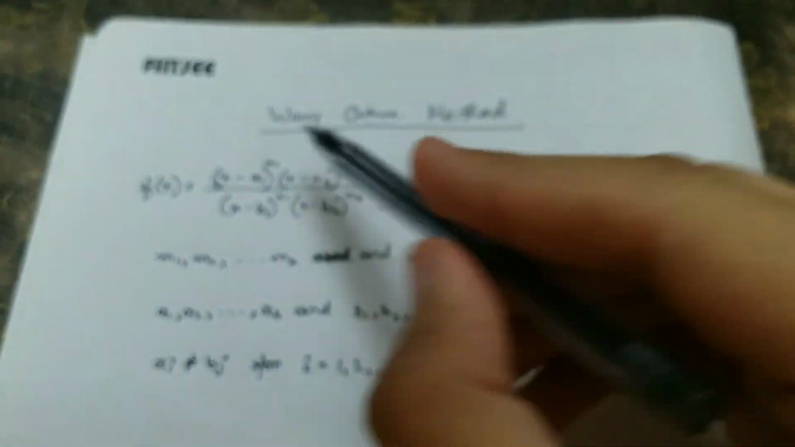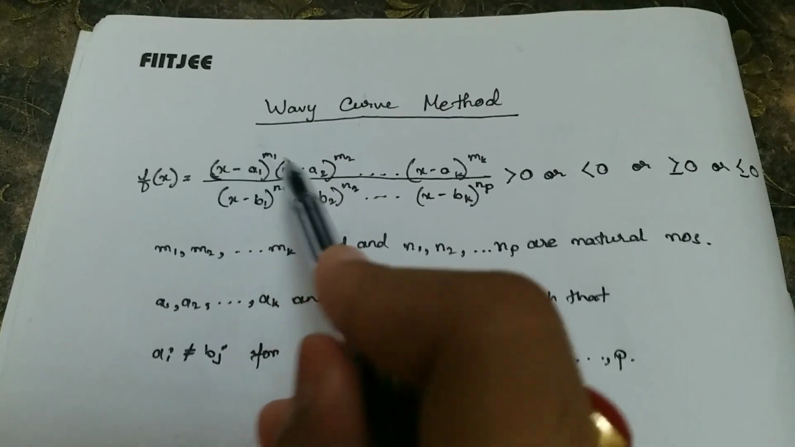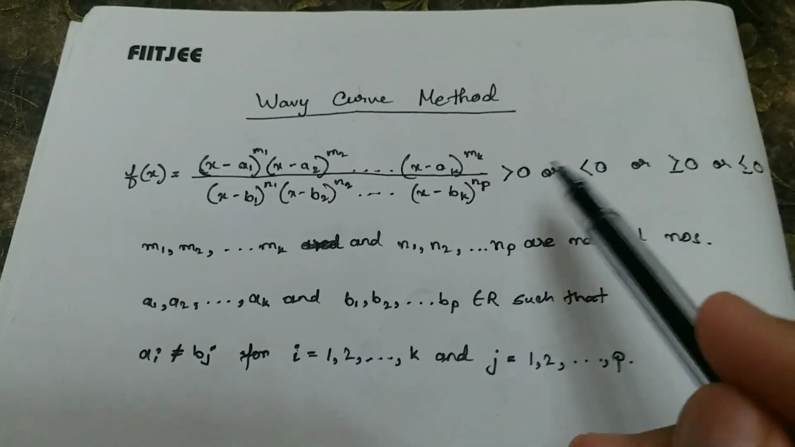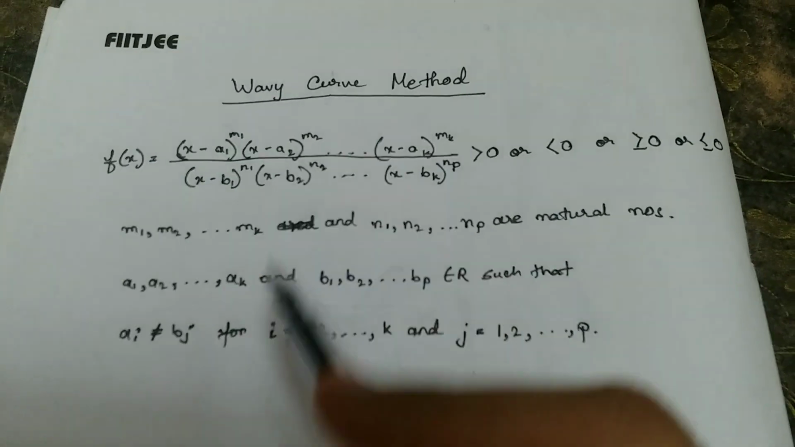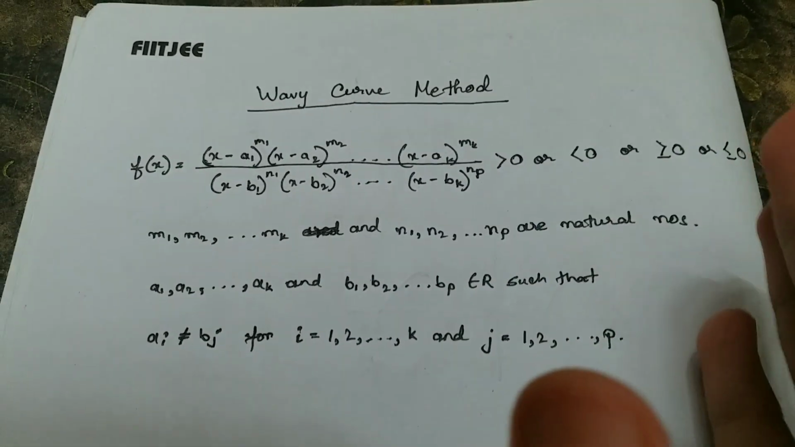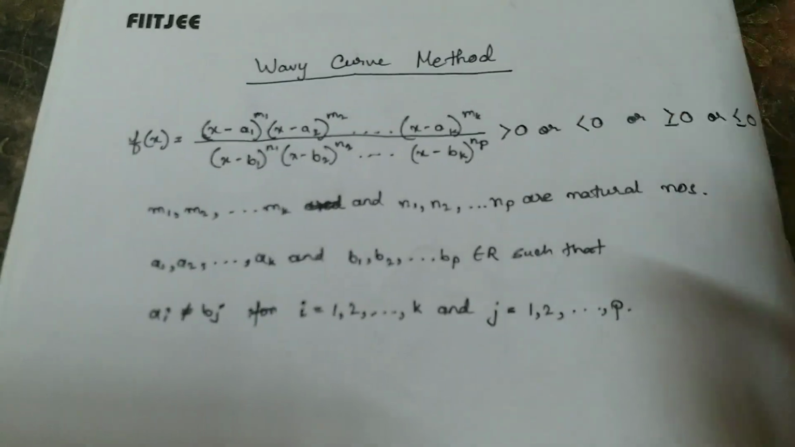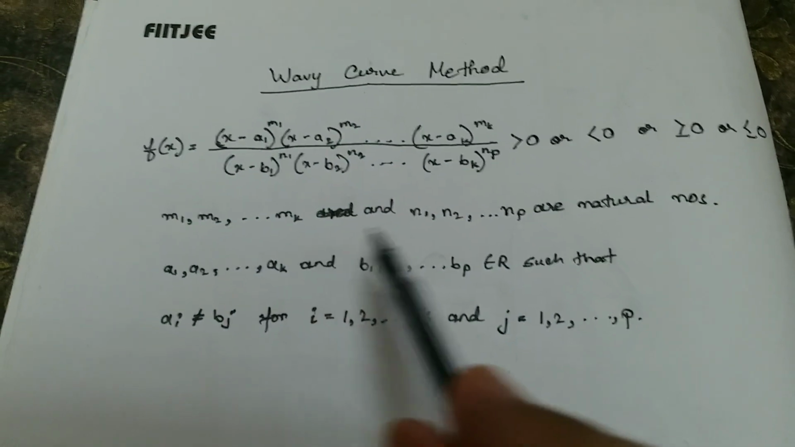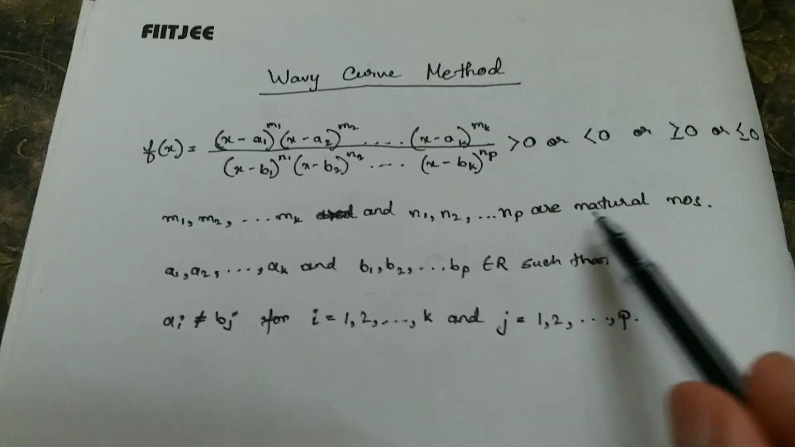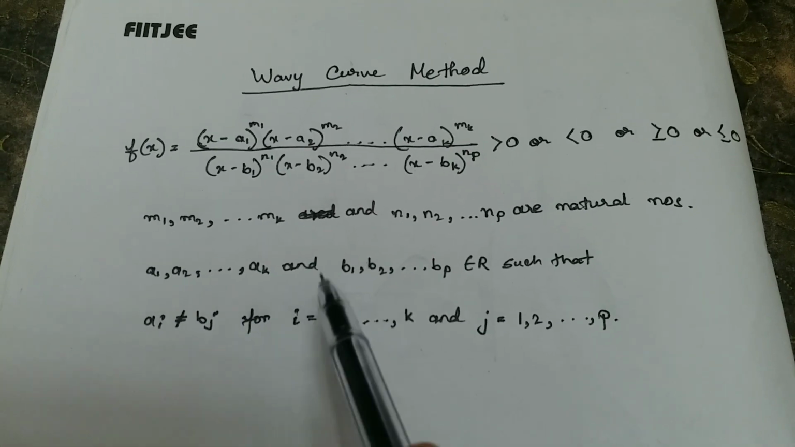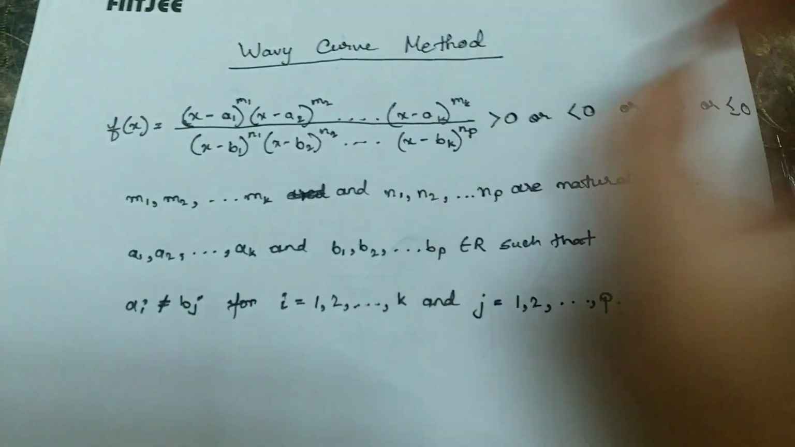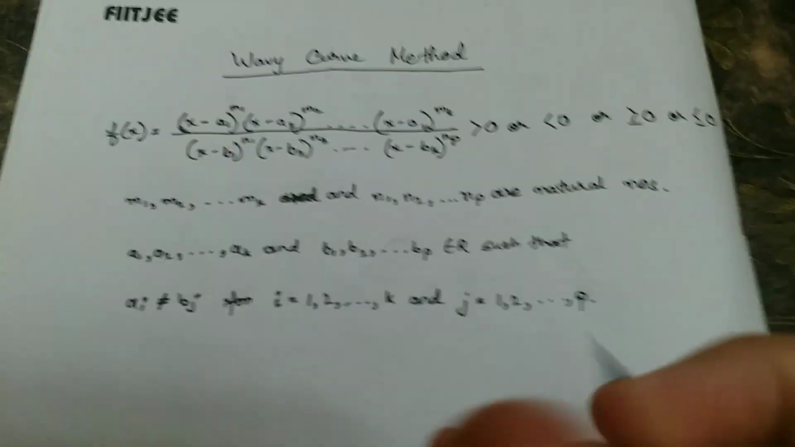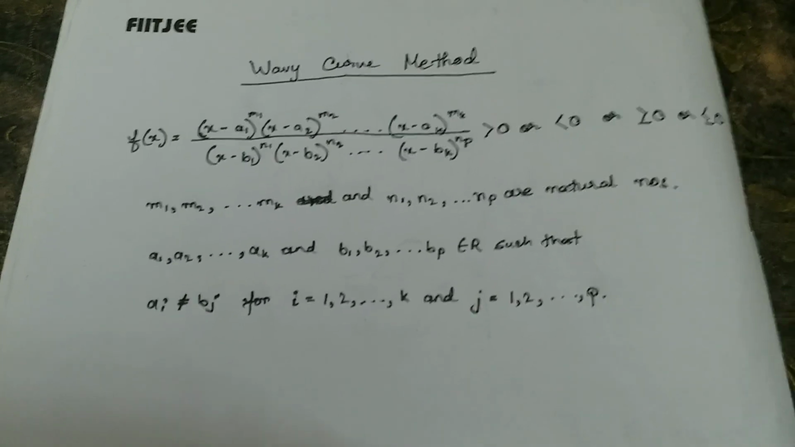See, this method is used for solving inequalities of the type f(x), which I have written here, greater than 0 or lesser than 0, or greater than equal to 0 or lesser than equal to 0, and these are the conditions which are required so that I can apply this method here. m1, m2, mk, n1, n2 till np all have to be natural numbers. A1, A2 till Ak, B1, B2 till Bp all have to be real numbers such that none of the A's is equal to any of the B's. That is what I have written in the last line mathematically. So I hope you have got the conditions.